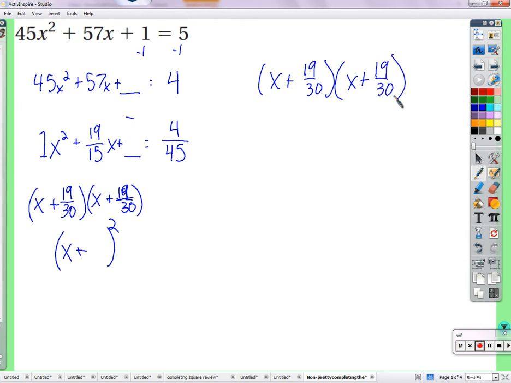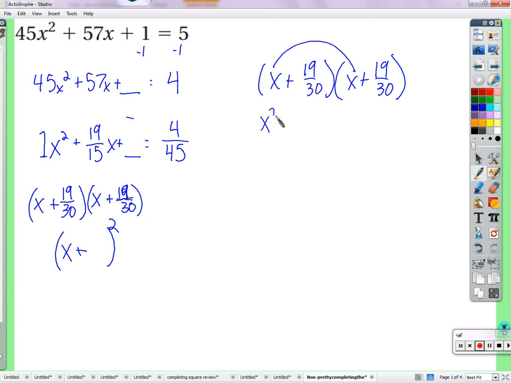By the way, we do this every time for every completing the square problem. This number here must always be half of this, because the factors have to be identical and they have to add up to whatever this is. 19 over 15 has to add up to 19 over 15, so this has to be half of 19 over 15. Let's see that happen.